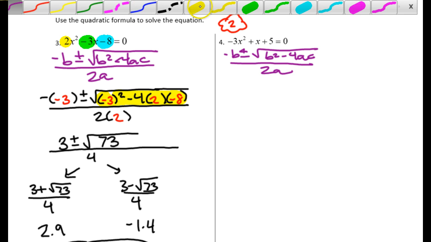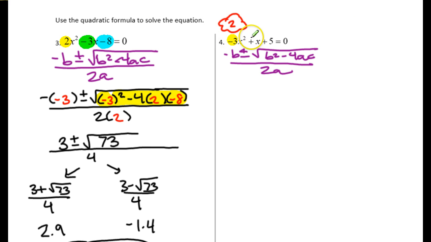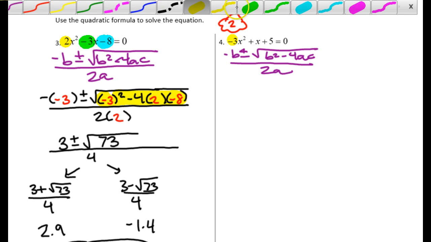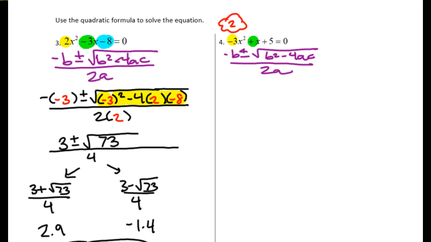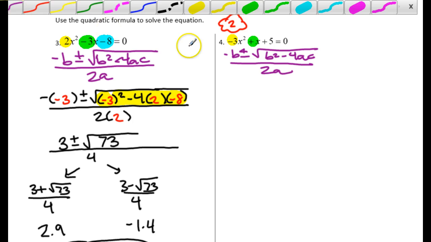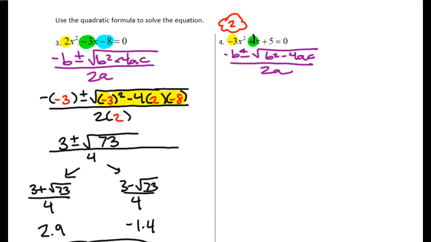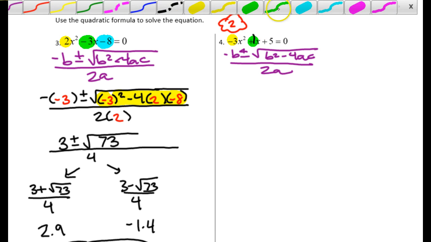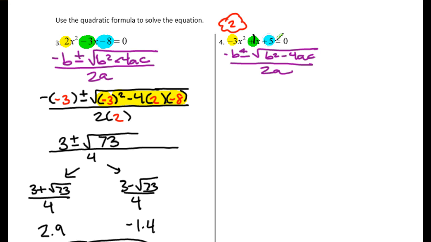And once again, remember, we're going to plug in. Here our a is a negative 3, here our b is a positive 1. And if you need to write the 1, go ahead. There's not a number coefficient. And lastly, our c is a positive 5. Always remember your signs are super important. Alright, let's get this thing ready to plug in.